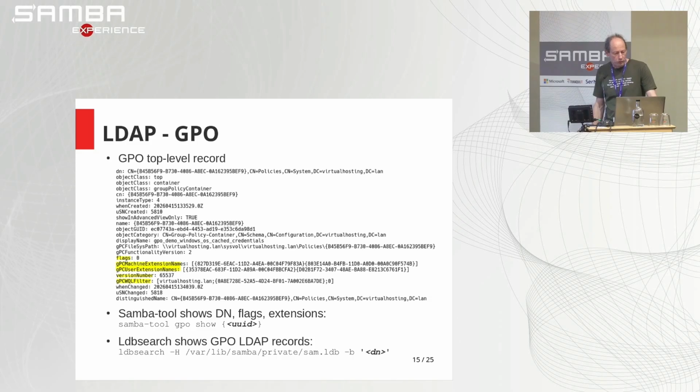There are some Samba tools that you can use to show this. Flags, for example, are shown with GPO show. And the whole record you can get with the LDAP search with the DN. The DN is the UUID with the place where they are held, so policies, system, and then your domain.